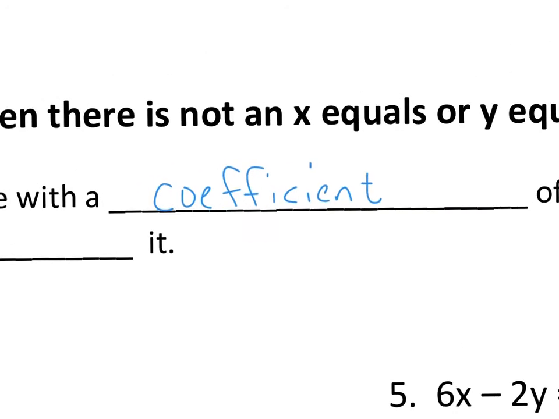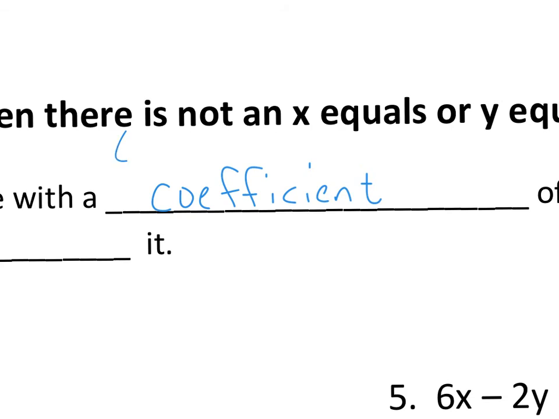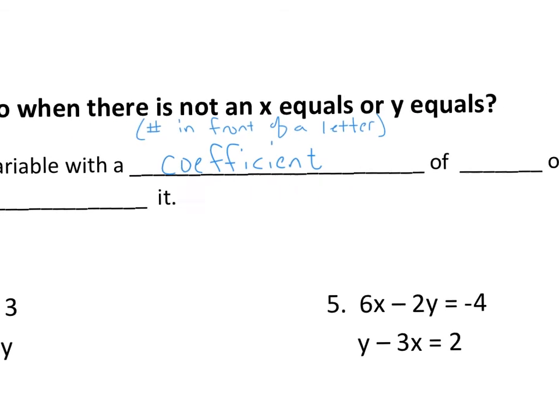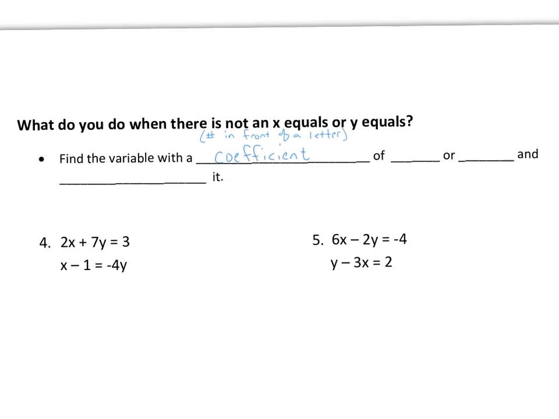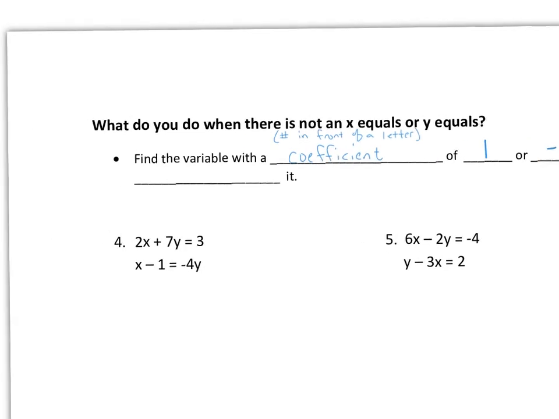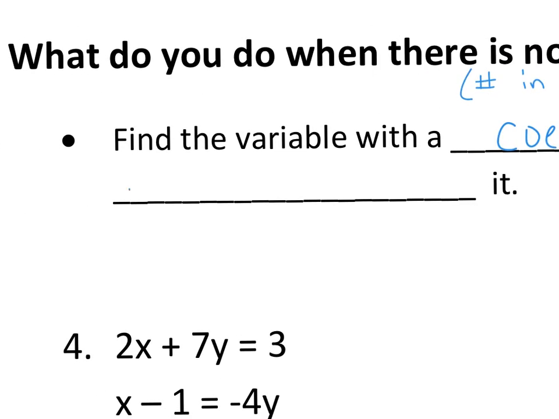Okay, and coefficient, guys, just remember, that's just a fancy way of saying the number in front of a letter or variable. That's all coefficient is: what number's in front. So find a variable with a coefficient, a number in front, that's either 1 or negative 1, and isolate it. Or you could say solve it. Same thing. So isolate or solve.